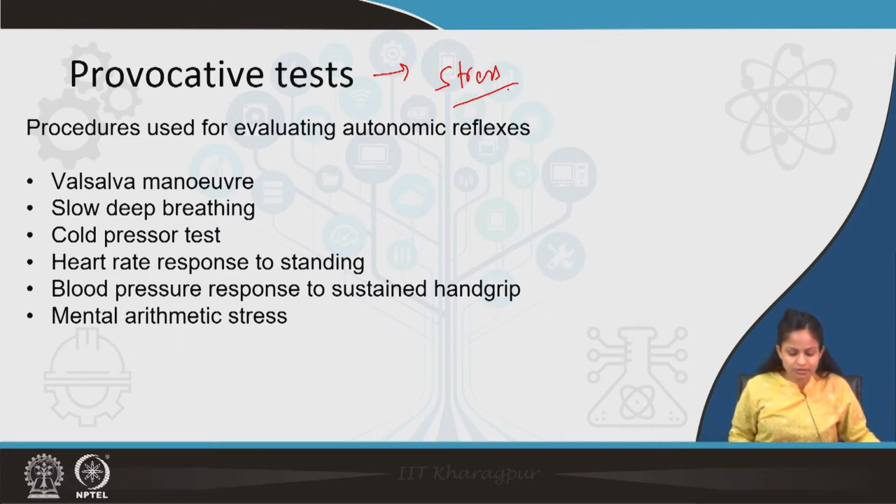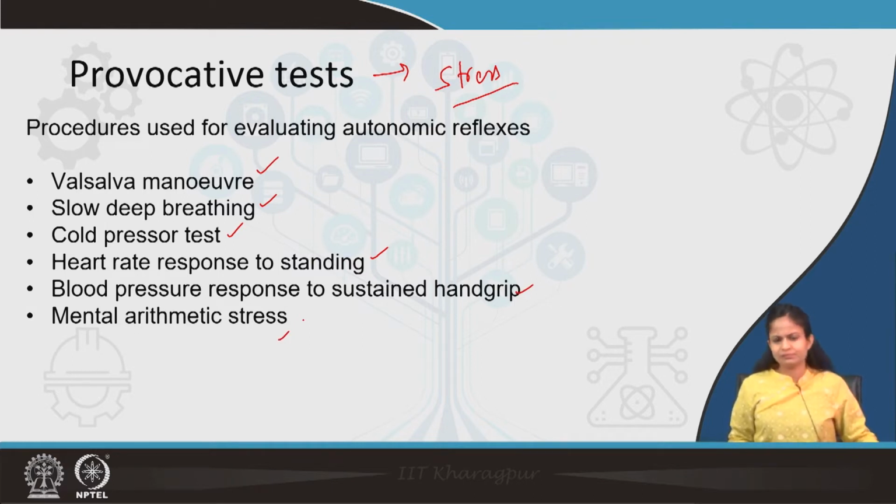So the procedures which are used for evaluating autonomic reflexes are the Valsalva maneuver, deep breathing techniques, cold pressor test, the heart rate response to standing, that is from lying to standing position. Sometimes we also use the head tilt test, the blood pressure response to sustained hand grip, and the mental arithmetic stress test or MAST. So we will see these tests one by one.